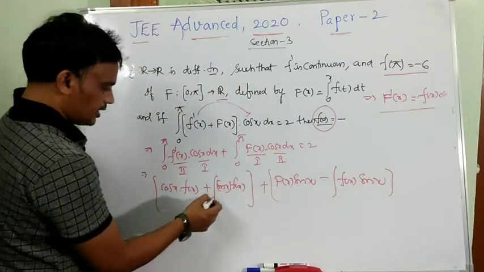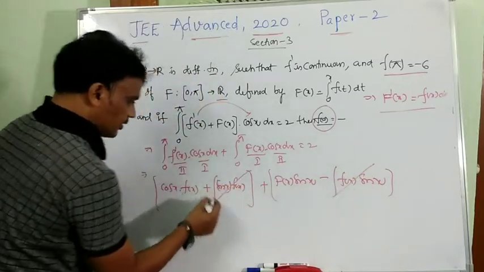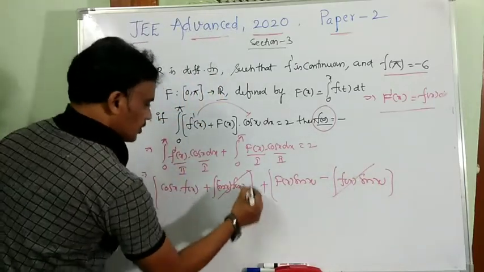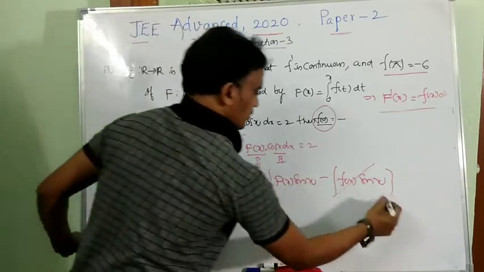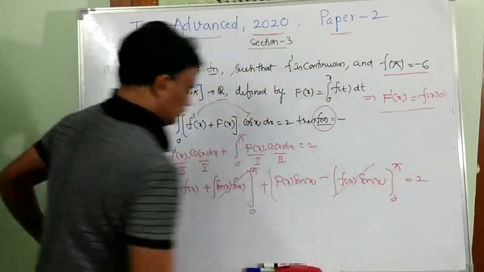Okay, the integration of f of x into sin x minus the integration of f of x into sin x, both will get cancelled. Now please apply the boundaries. So for this one, 0 to pi. Here also 0 to pi, which equals 2.